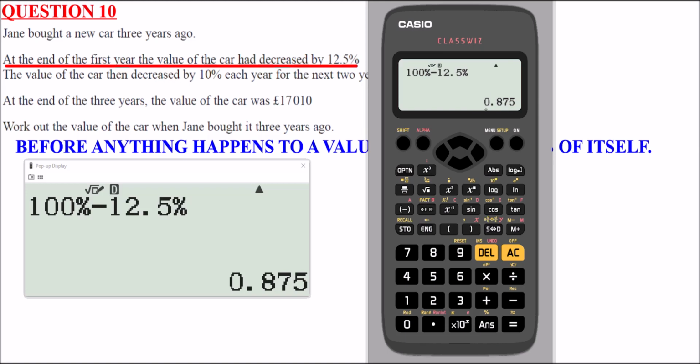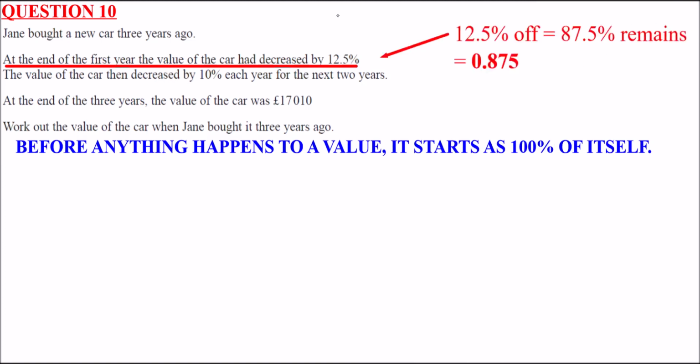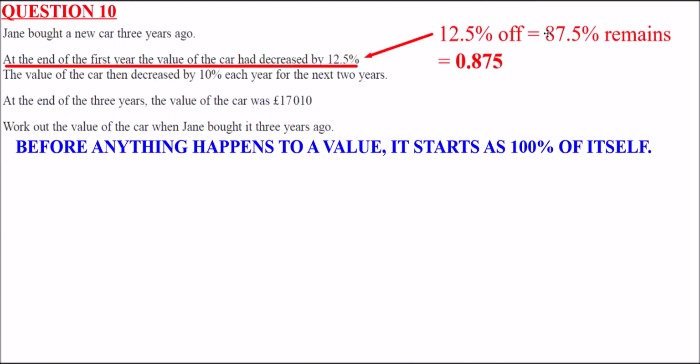And this decimal is called the decimal multiplier. It's called the decimal multiplier because it tells us what we need to multiply the original value by to actually make a decrease of 12.5%. So 12.5% off means 87.5% remains, which, as the calculator just showed us, as a decimal multiplier is 0.875.